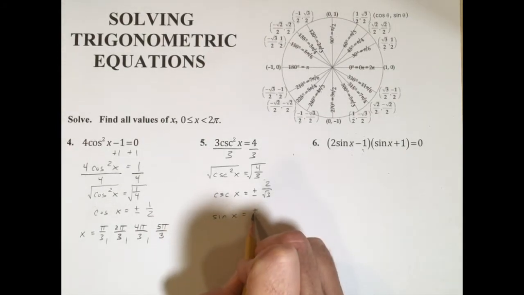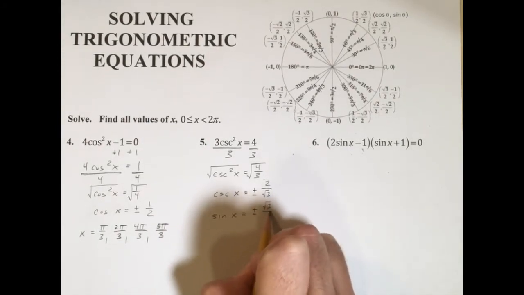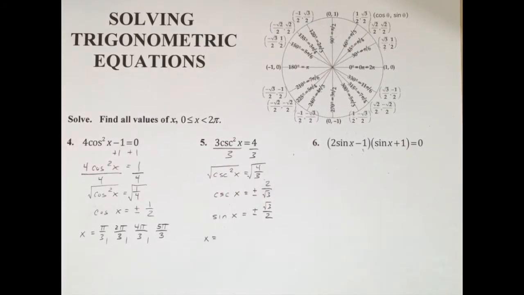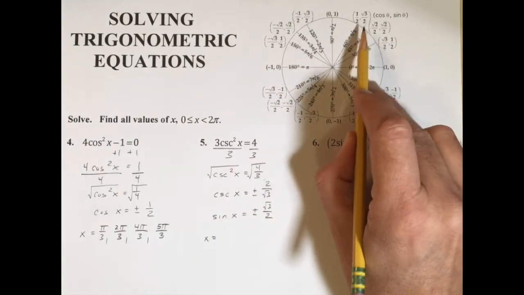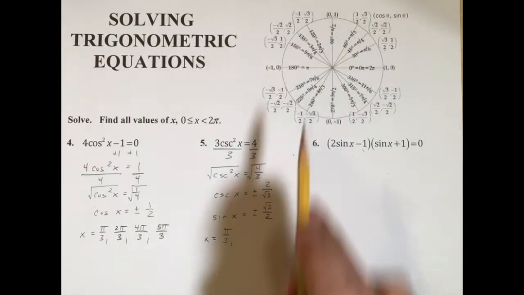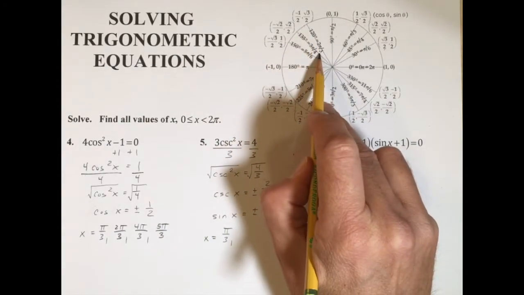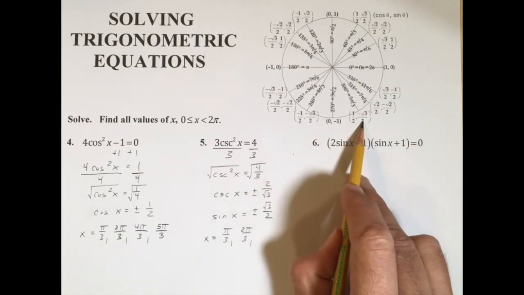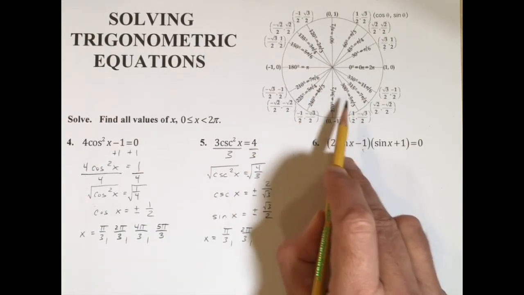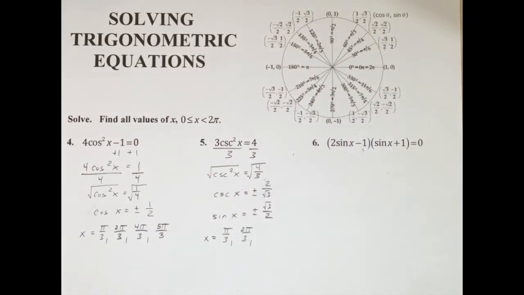So sine of x could equal plus or minus square root of 3 over 2. Let's go see where sine of x is either positive or negative square root of 3 over 2. Here it's positive square root of 3 over 2 at pi over 3. It's also positive square root of 3 over 2 at 2 pi over 3. And it's negative square root of 3 over 2 in two places, at 4 pi over 3 and at 5 pi over 3.